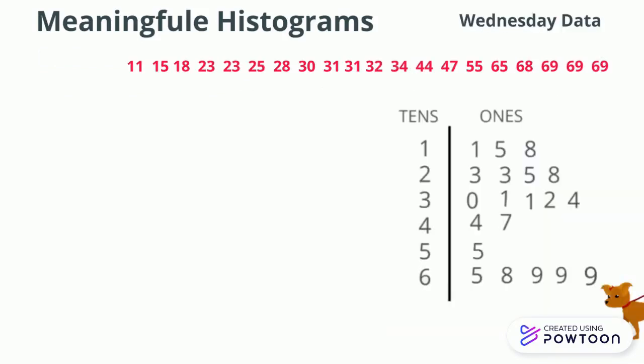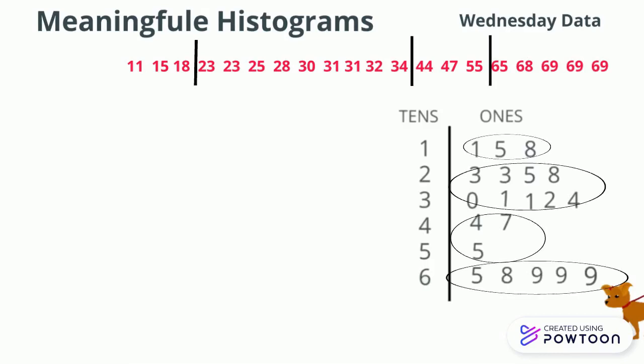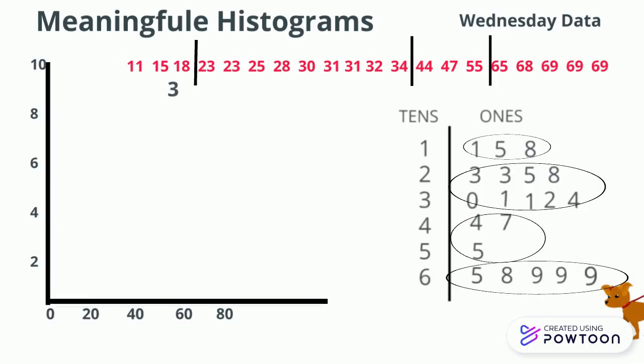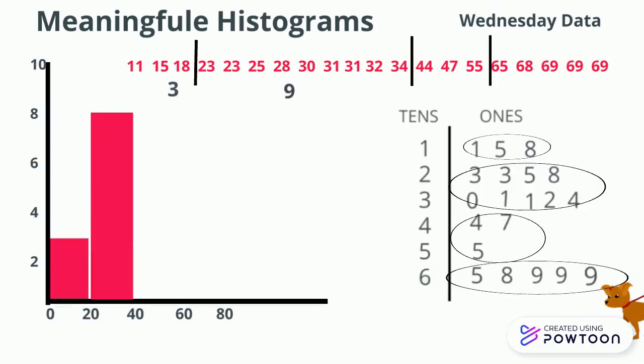Since I chose 20-minute intervals, I grouped my numbers in 20-minute intervals. I did it on the line, and I also did it on the stem and leaf plot because we do need to practice that skill of reading from it. And then you can see how I graphed the histogram.